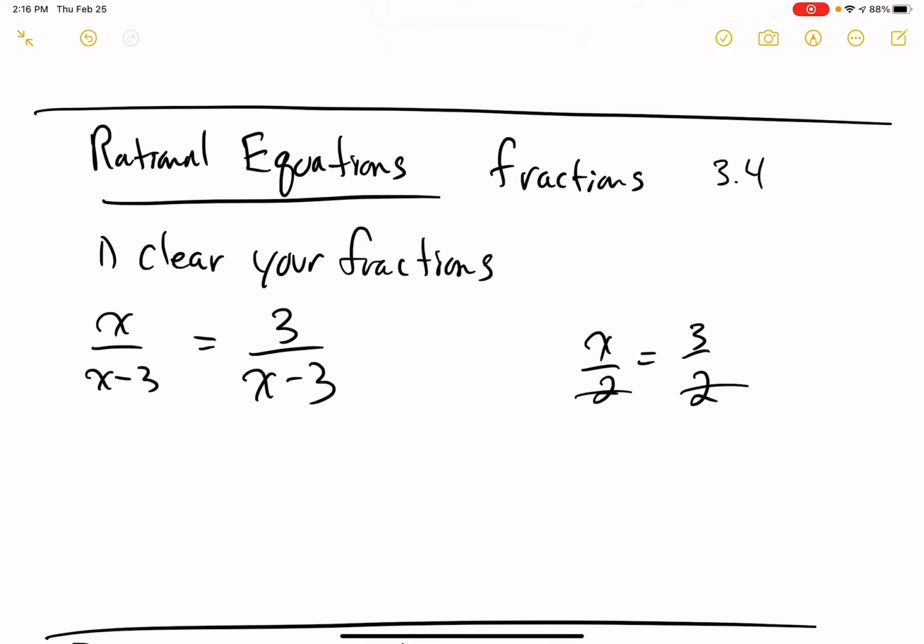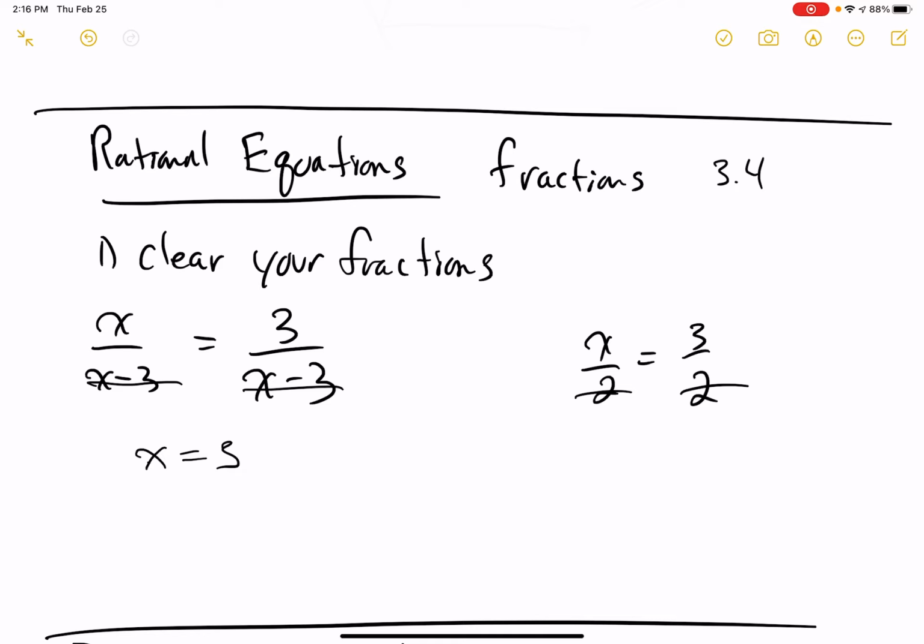The same thing is true in this example over here, where I have x divided by x minus 3 is equal to 3 over x minus 3. I have the same denominator on both sides, so I can clear those out, and I can get my answer of x is equal to 3.